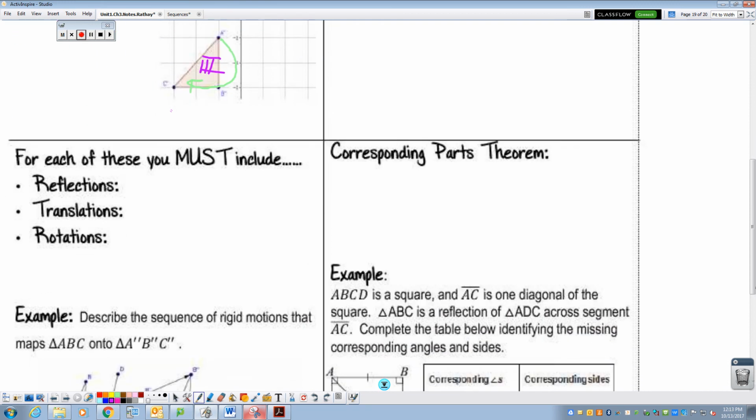And here, you should actually be able to fill this in on your own, because we know what we have to include for reflection, translation, and rotation. So look back here at your previous lessons and see if you can fill these 3 things in on your own and have them ready.